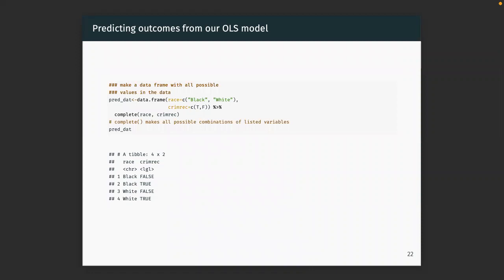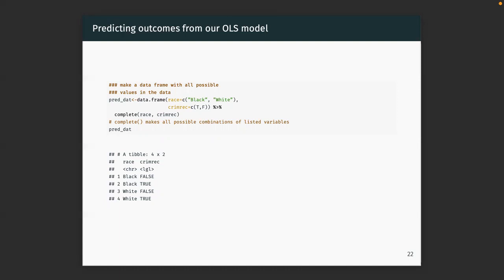In this case, I'd like to make a prediction for every possible value that could occur in the data for race and criminal record. One really easy way to do that with the tidyverse is the complete function. So I'm going to make a data frame that has the values black and white and true and false. Those are the values that could occur. Then I'm going to use the complete function to make all possible combinations of race and criminal record. We'll get black, false, black, true, white, false, white, true. Those are all possible combinations, right?